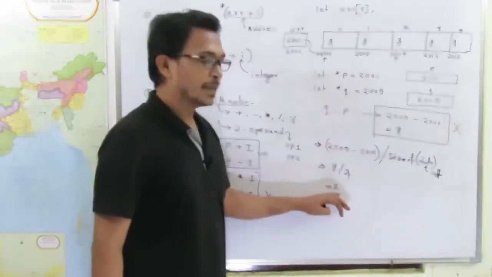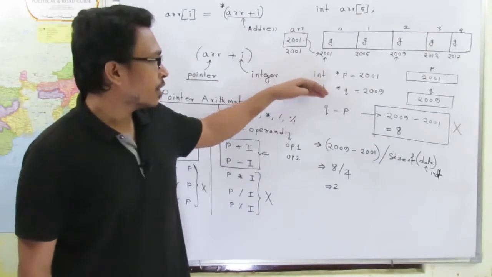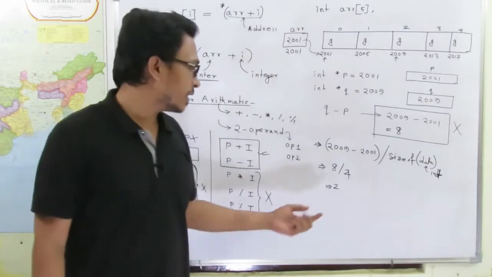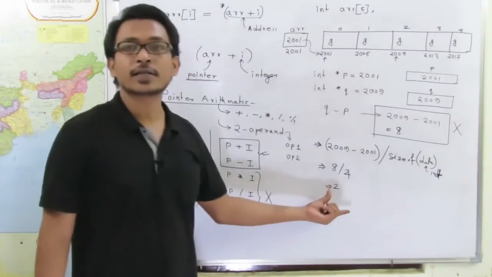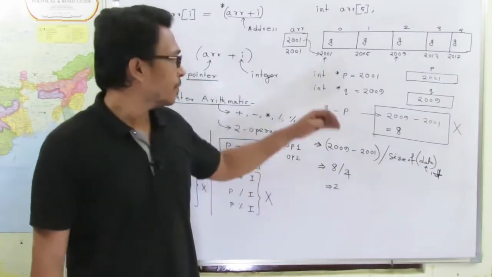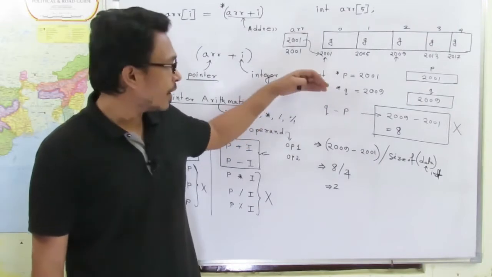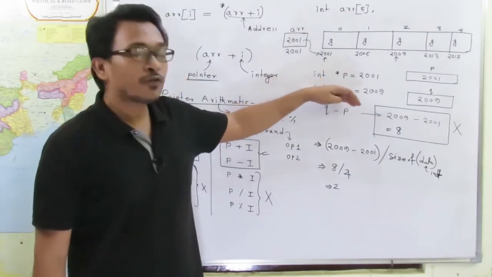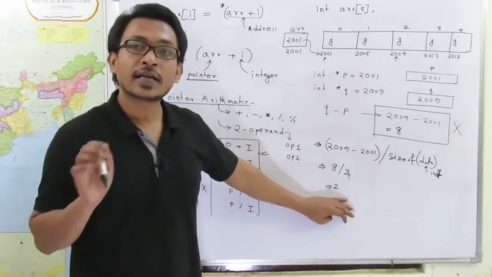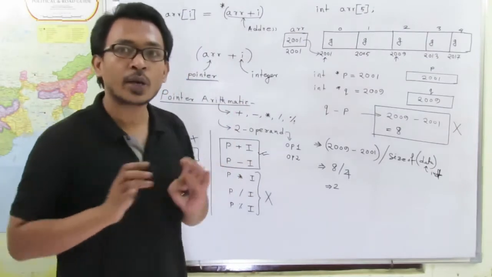Now what does it mean? When we perform subtraction between two pointers or two addresses, we get the result as 2. Is it a pointer? No, it is not a pointer. When we perform subtraction of two different pointers, we do not get the result as a pointer. The result here is the number of elements present within those two addresses.